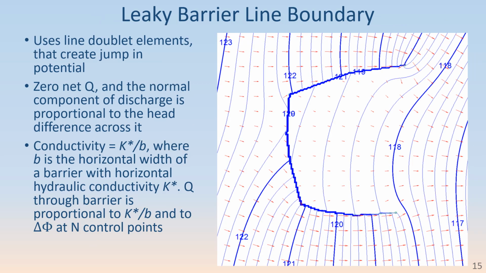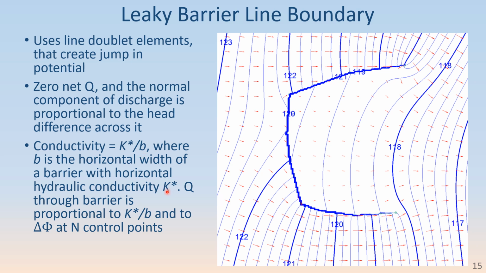This is a leaky barrier line boundary, a bit like the impermeable specified normal flux equals 0 line boundary, except that we're allowing that this barrier isn't perfectly impermeable, and the discharge through it is proportional to the head difference across it and proportional to a conductance factor, K star over B, where K star is the horizontal conductivity of the material in the barrier, like if it's a slurry wall, and B is its width.